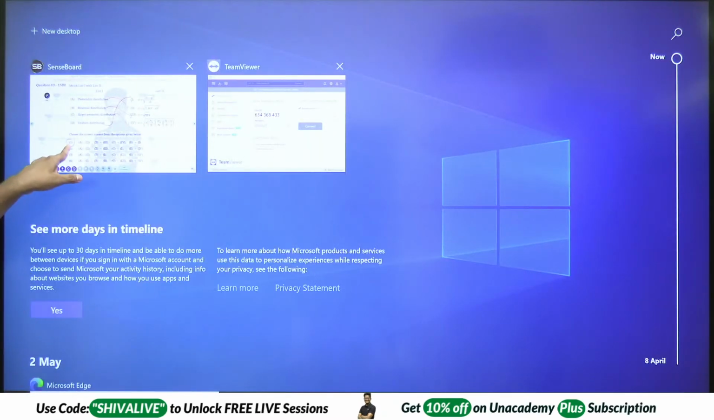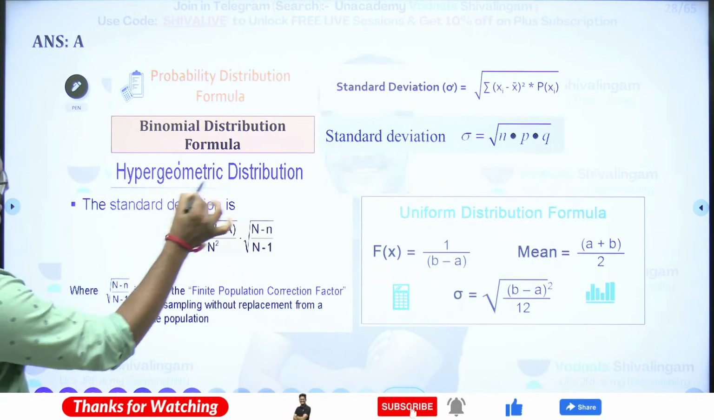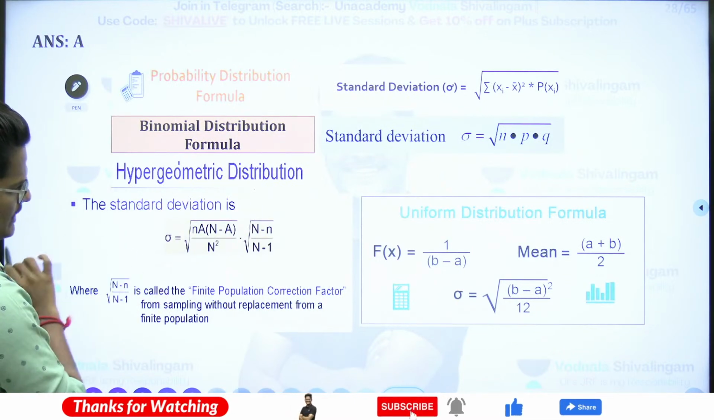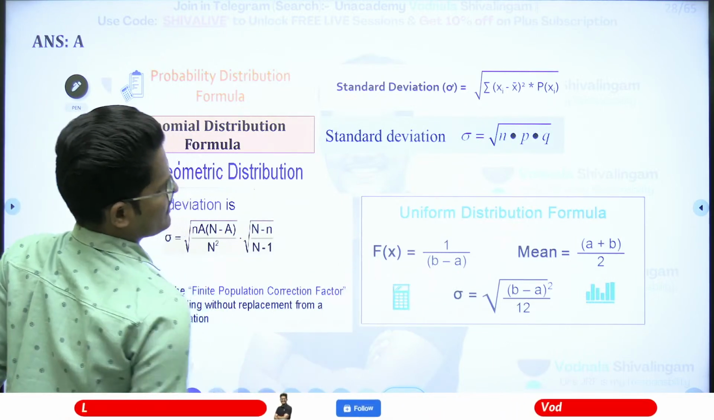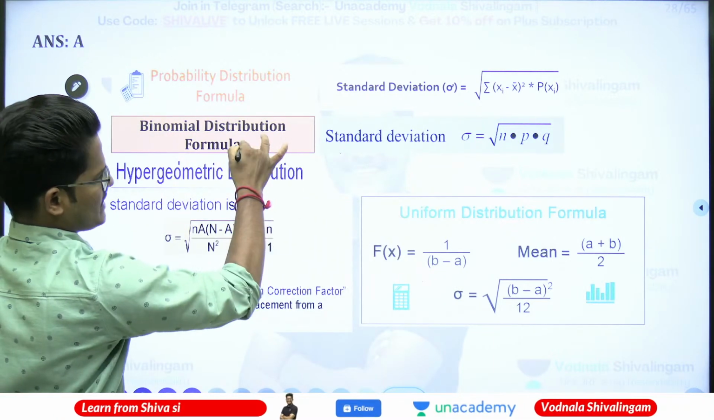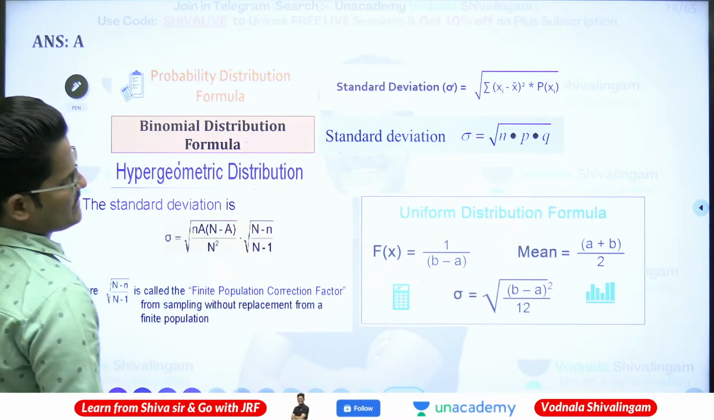You can just see the formulas here. Hypergeometric, this will be the formula. Uniform distribution, this will be the formula. Standard deviation in case of binomial is npq. Probability distribution formula is that one.